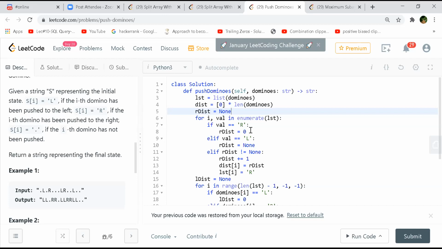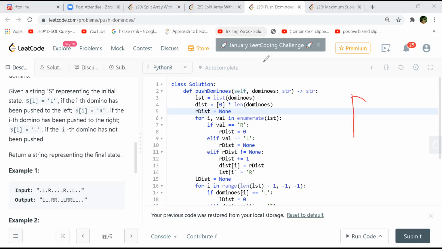Isn't it? Because on the right side, it will fall. It will fall on the right side. And if your value is L, then your R distance becomes none, because on the right side it will not fall. So the right side will be empty, right?